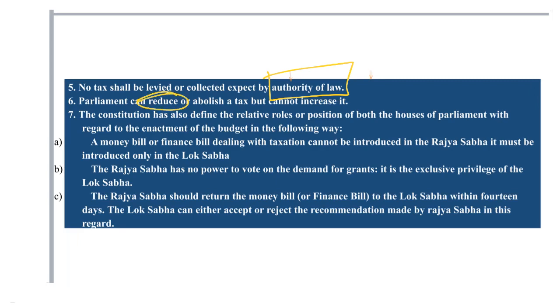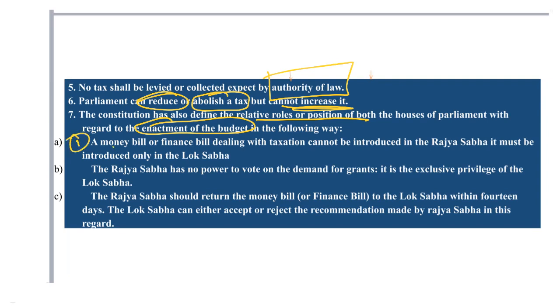Remember, I have seen one question like that. Here they say that parliament can reduce or abolish a tax but cannot increase a tax, right? So the seventh provision is that the constitution also defined the relative position of both the houses of the parliament with regard to the enactment of the budget in the following ways.